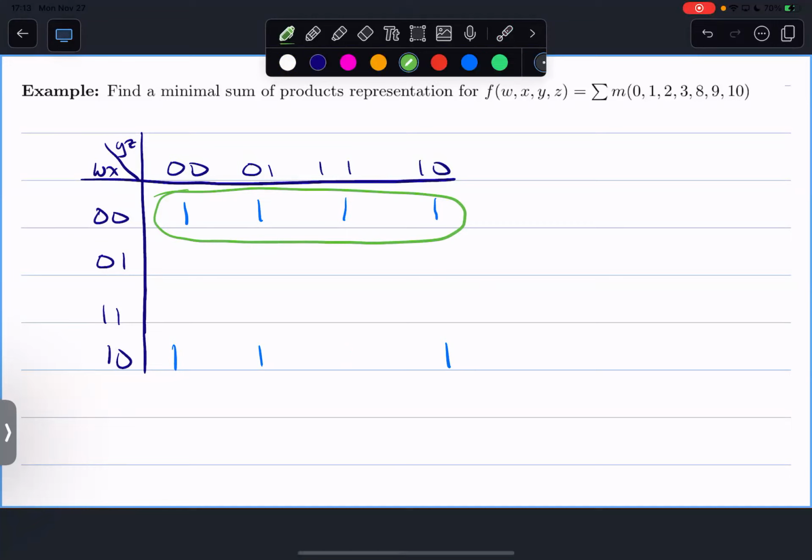How do I summarize this group, the green group? W is off, X is off for all of these. Y is changing, Z is changing. And so I'm going to summarize it as W is off, X is off. I got a good chunk of them.